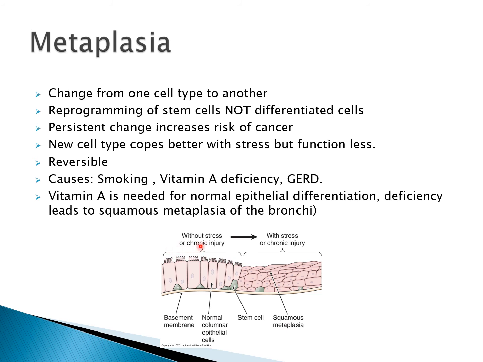However, if this persistent change continues due to continuous smoking, it will increase the risk of carcinoma development of the lung, and that's why smokers have a much higher chance of development of lung cancer, especially the squamous cell carcinoma, which is due to squamous metaplasia. The causes of metaplasia are smoking, like in this example, and gastroesophageal reflux disease, GERD.